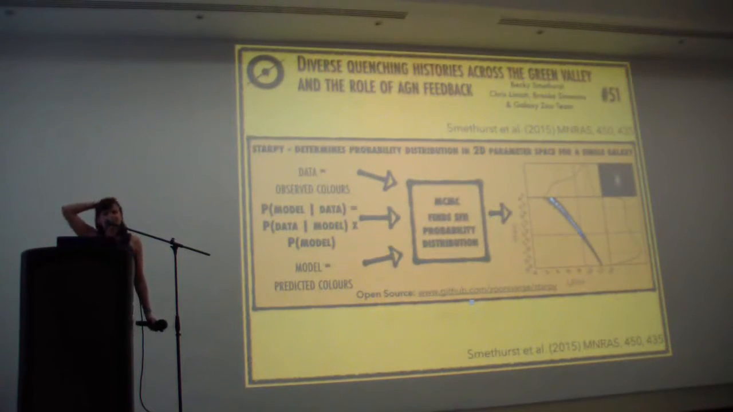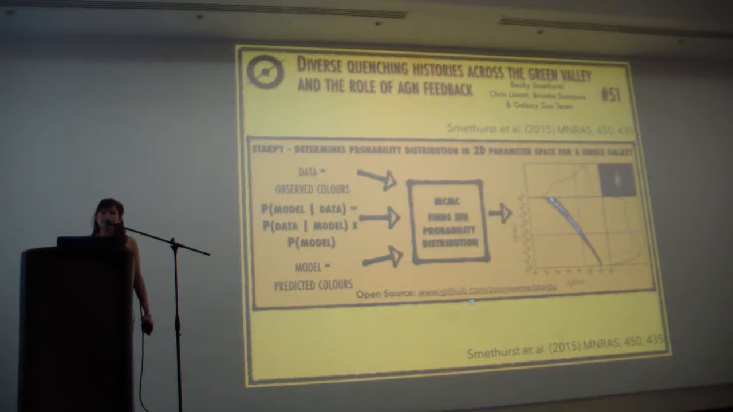I'm Becky Smethurst from the Galaxy Zoo team in Oxford, and my poster is on a code I've written called StarPy, which uses Bayesian statistics to infer the probability distribution of the time and exponential quenching rate in a galaxy given its photometry. And what we want to do with that, once we have that for a single galaxy, is use it across populations and look at the morphological dependence.